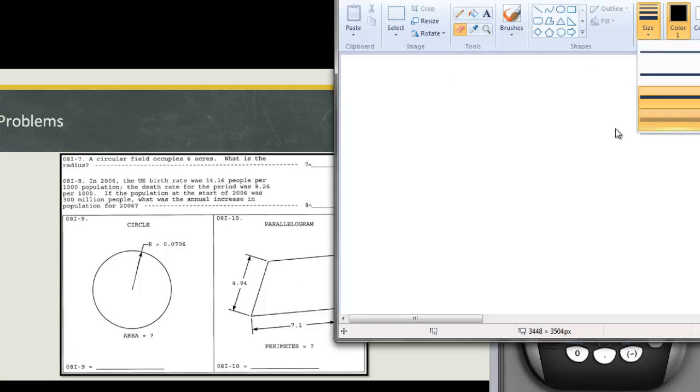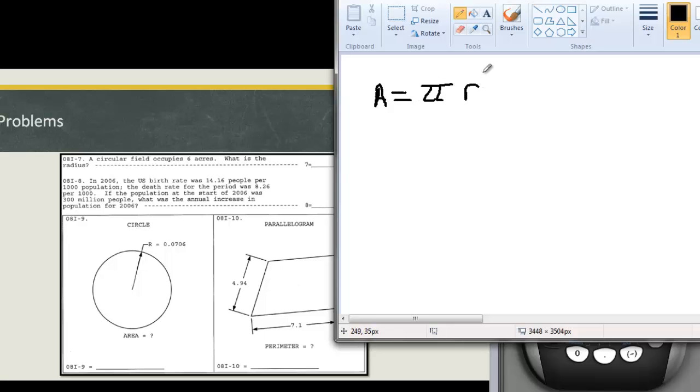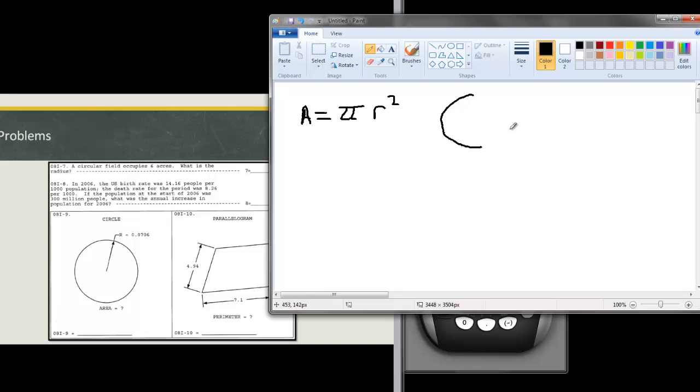Excuse me. The area of a circle is equal to pi r square. Okay, so if I have a whole circle here and the area is equal to 6 acres, well, I need to find out how many square feet that is.